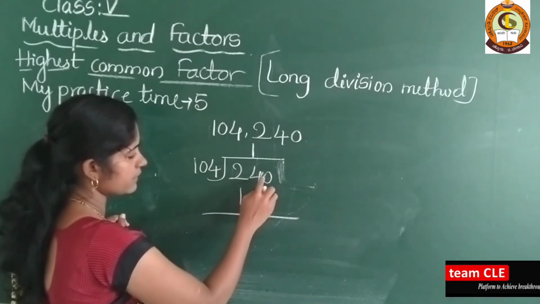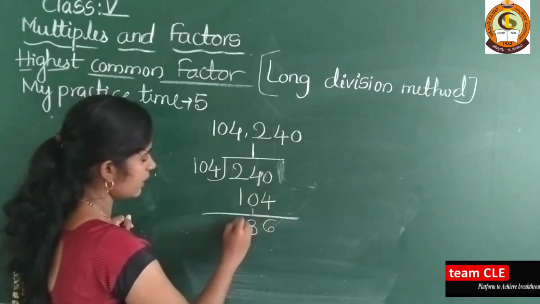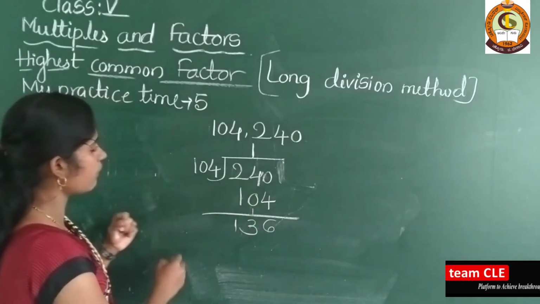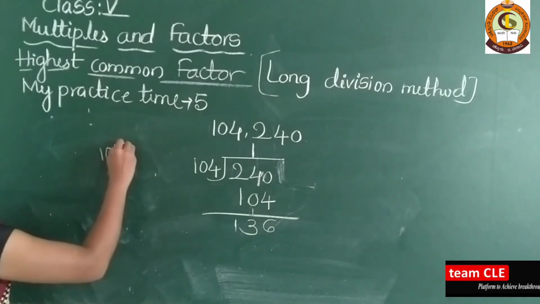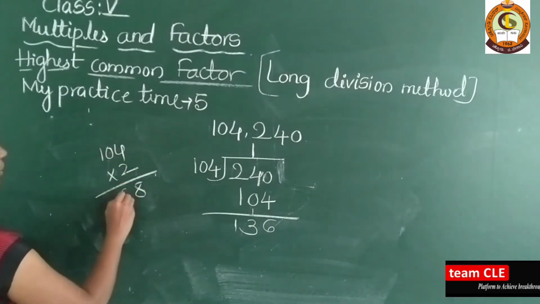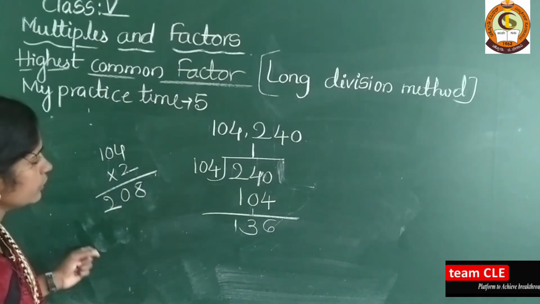Take carry, it becomes 10. 10 minus 4 is 6. 4 minus 1 is 3. 2 minus 1 is 1. So here see, 104 2s are, how much will come here? 104 2s are: 2 4s are 8, 2 into 0 is 0, 2 1s are 2. So I can take 104 2s.